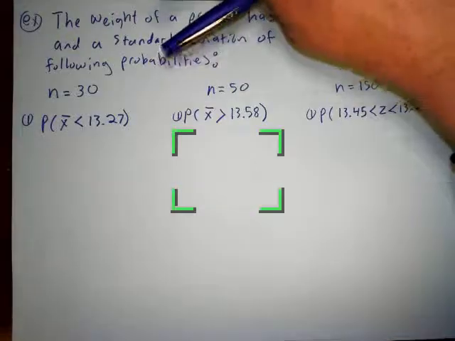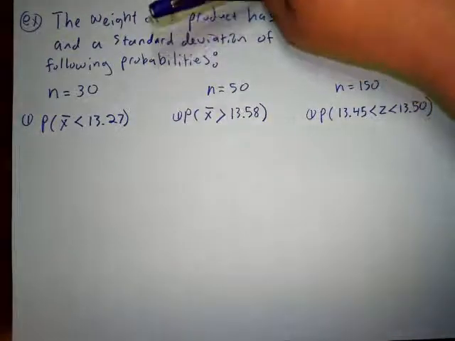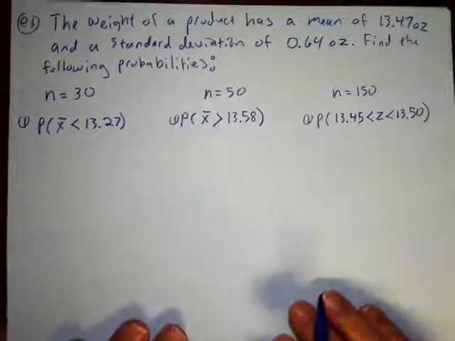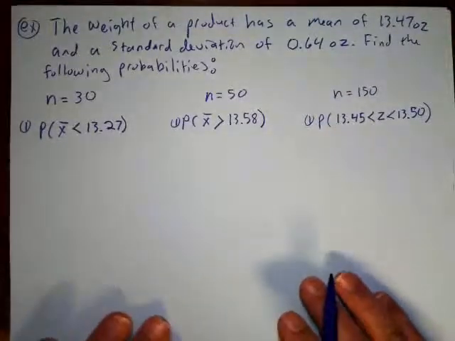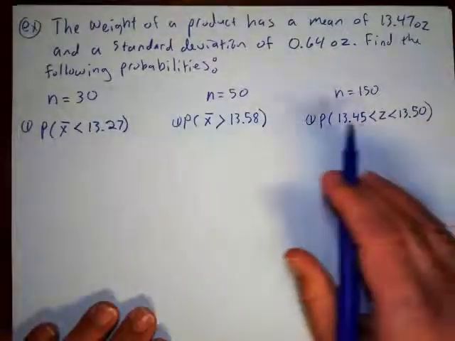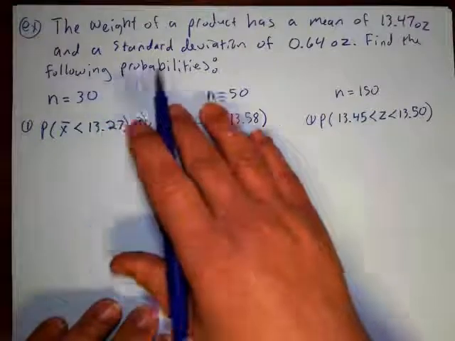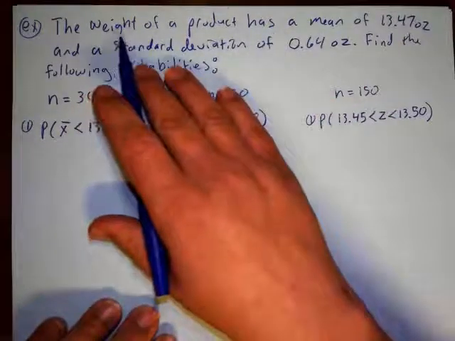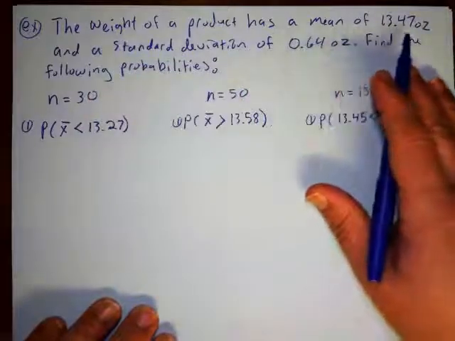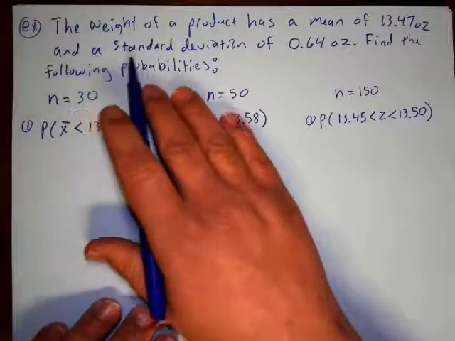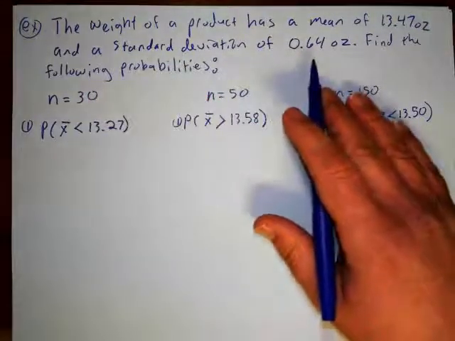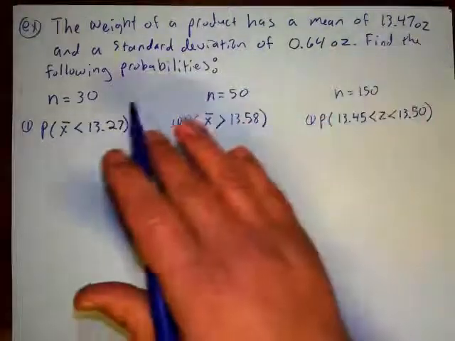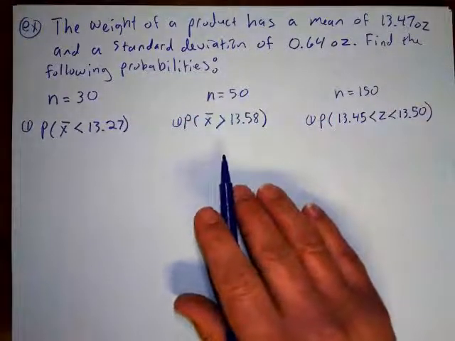Okay, let's see here. We are going to do some examples now of the distribution of x bar. I've got several examples, and so instead of writing everything out here, we have the weight of a product, which has a mean of 13.47 ounces and a standard deviation of 0.64 ounces. It wants us to find the following probabilities.